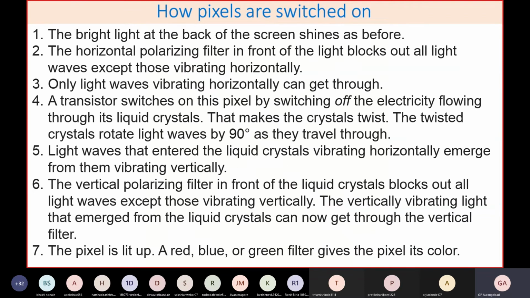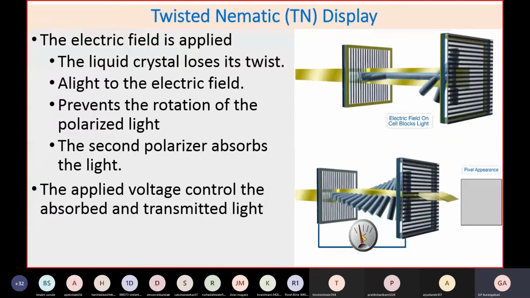Okay, now the same procedure of how pixels are switched on is given over here. Whatever I have explained, I can also explain the same thing by another diagram. Now if you see here, this is a vertically polarized filter and this is horizontally polarized.